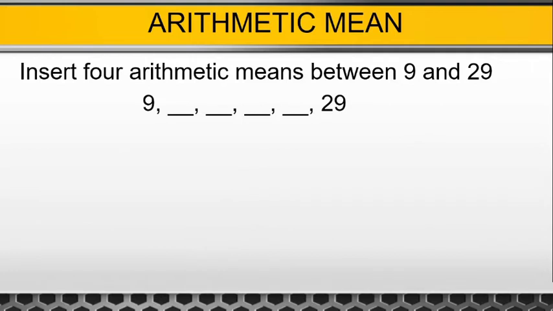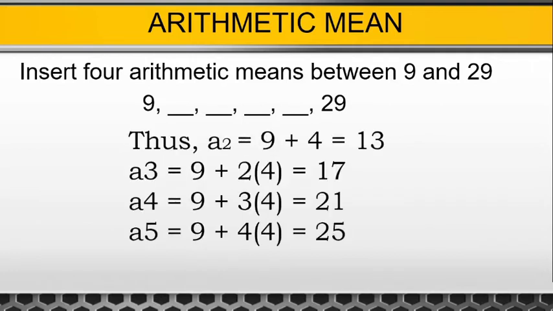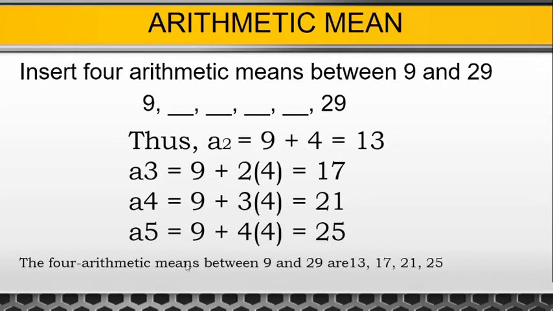Completing now our arithmetic means, A2 is equal to 9 plus 4, which is equal to 13. So our A2 here is 13. And continue adding 4. 13 plus 4 is equal to 17. That is now our A3. 17 plus 4 is equal to 21. That is now our A4. And 21 plus 4 is equal to 25. That is now the A5. The four arithmetic means between 9 and 29 are 13, 17, 21, and 25.